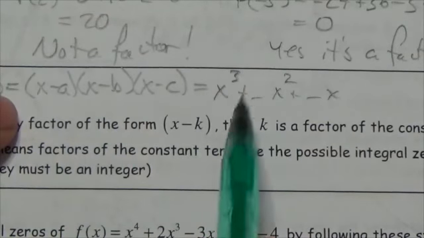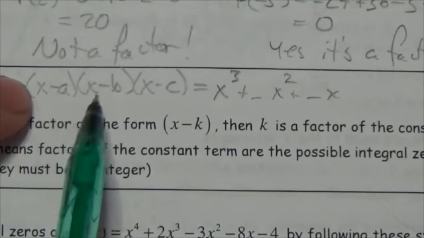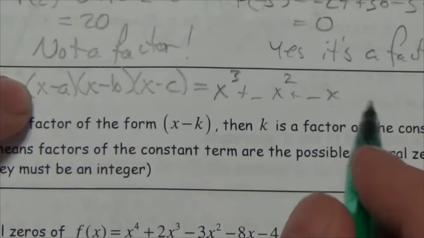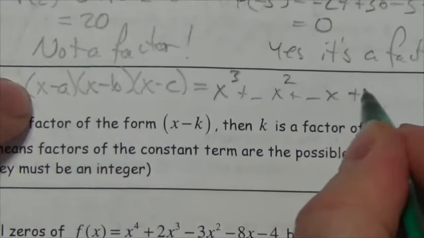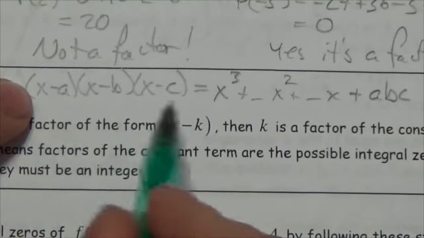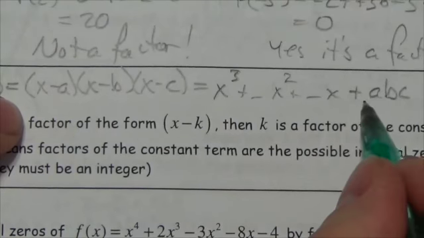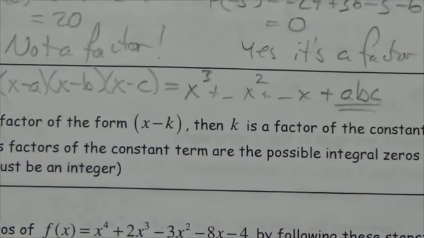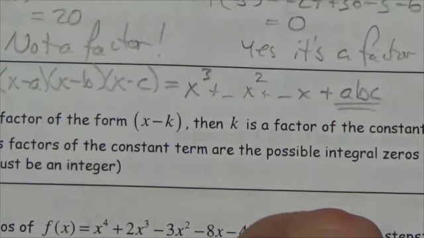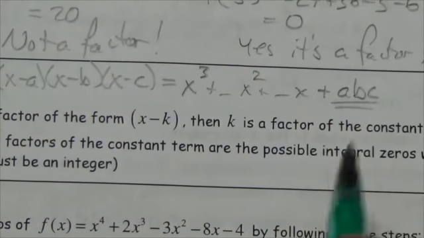So just like the first term in this expansion is the product of the first terms of these factors, the last term, or the constant, is going to be the product of the last term in each of these factors here. So this last value is going to be ABC multiplied together. There will be no x in it, just the constants from each of those factors multiplied together. And that's what we're trying to get at here.